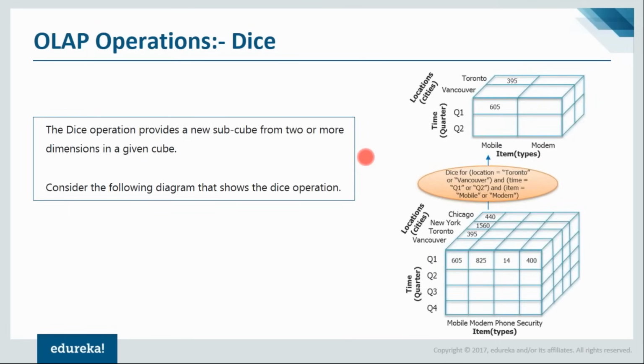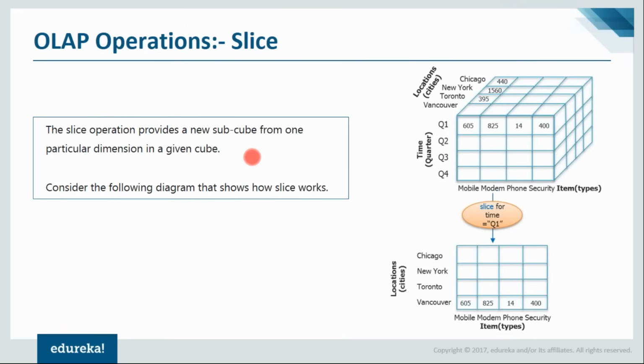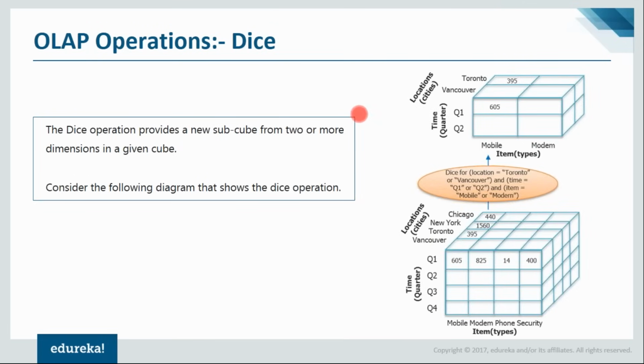And then moving on to the next slide, we have our dice. The dice operation provides a new subcube from two or more dimensions in a given cube. In the earlier example, we saw slice, which gives us a new subcube by using one particular dimension in a given cube. But the dice gives us a new subcube from two or more dimensions in a given cube. If you look at this example again, we have the location dimension, the time dimension, and our items dimension here.